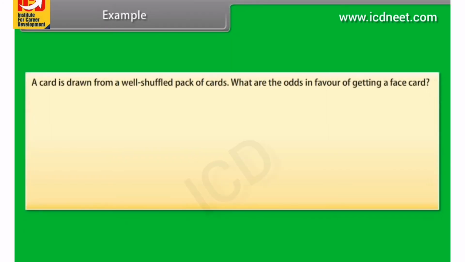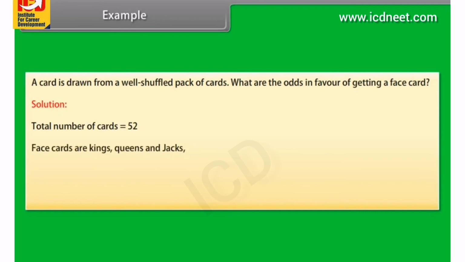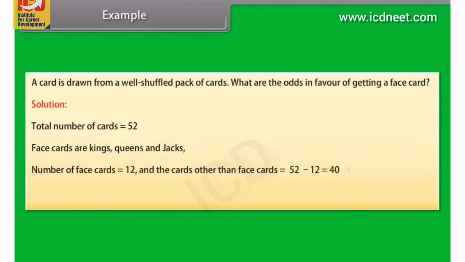A card is drawn from a well-shuffled pack of cards. What are the odds in favor of getting a face card? Solution. Total number of cards is 52. Face cards are kings, queens and jacks. Number of face cards is 12, and the cards other than face cards are 52 minus 12 = 40. Hence, the odds in favor of getting a face card are 12:40 or 3:10.